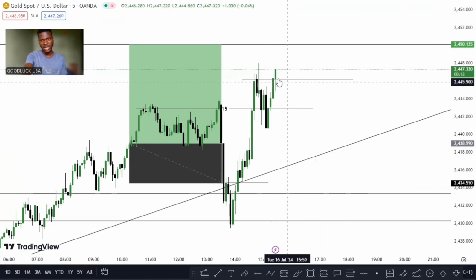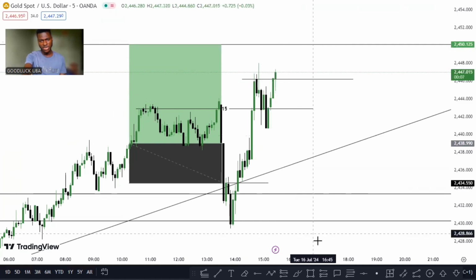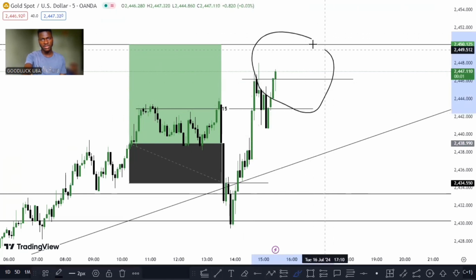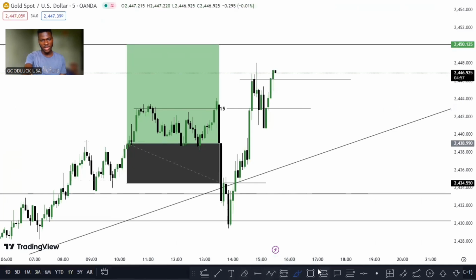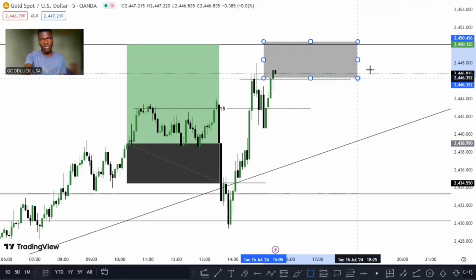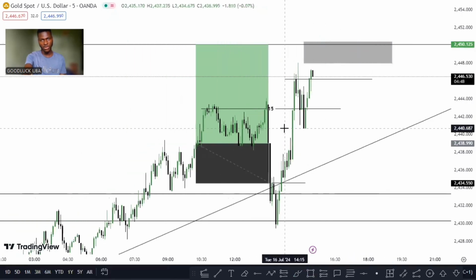So that's just it, guys. Let's just leave it like that for today. But if price gets to around this level and starts showing any bearish confirmation, I'll be selling. If price gets to this area, let me use the rectangle tool instead. If price gets to this area and starts showing any bearish confirmation, I'll be entering for a short.